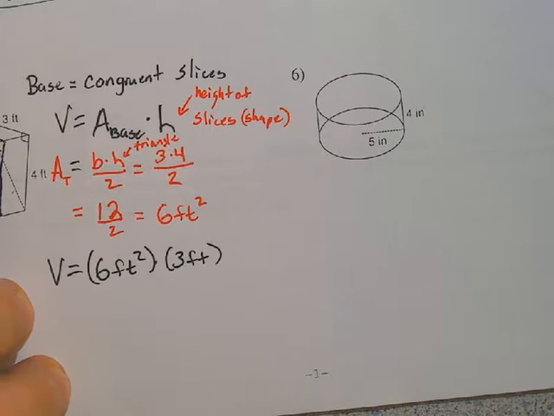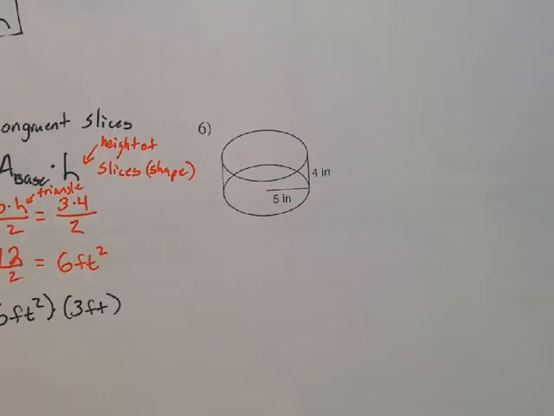Okay, I'm going to skip number 6 because it is a cylinder and there is a formula for it. We already did it on number 1, so go back and look at number 1 and then come back and work number 6. All right, and I will be back with you guys for page 2.